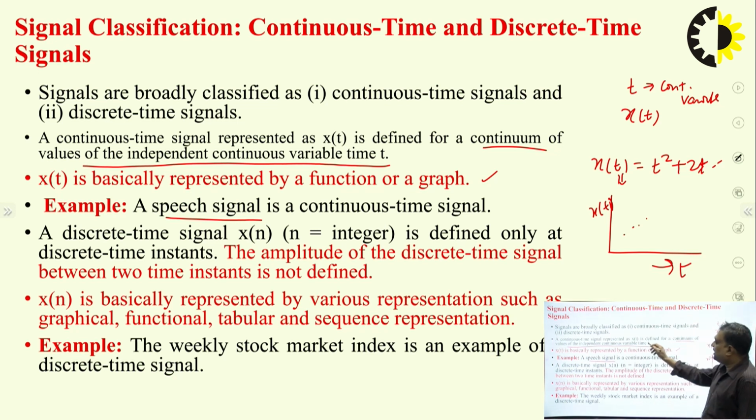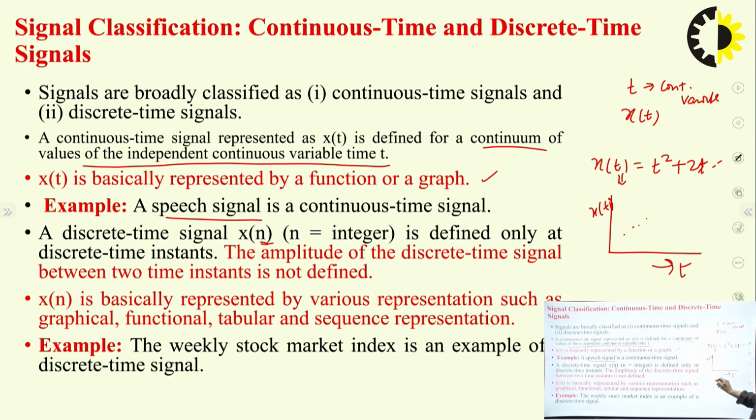Here in this case, t does not need to be an integer, but maybe an integer. But here it is essential that this n should be an integer value, meaning discrete time signals are only defined at discrete time instants.